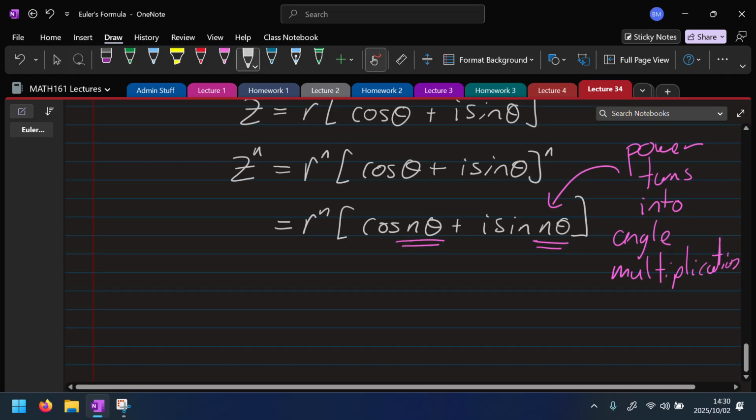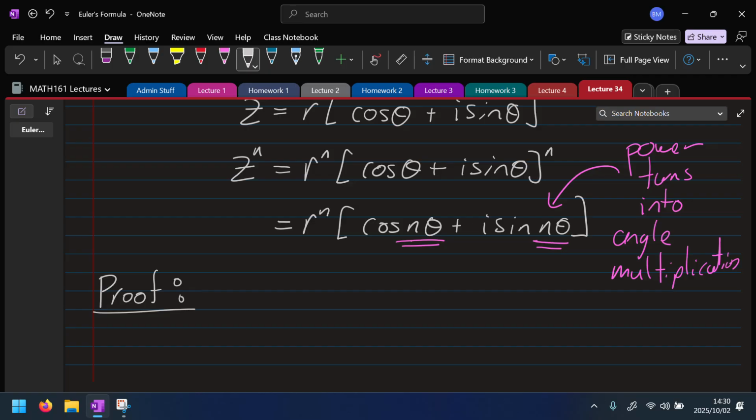Okay, let's have a look at the proof. So we start off with the complex number in polar form, but we're going to write it using Euler's formula instead of the cos theta and the sin theta. So we have z is going to be r e to the i theta. And what we want is this z to the power n. So we're going to raise both sides to the power n.